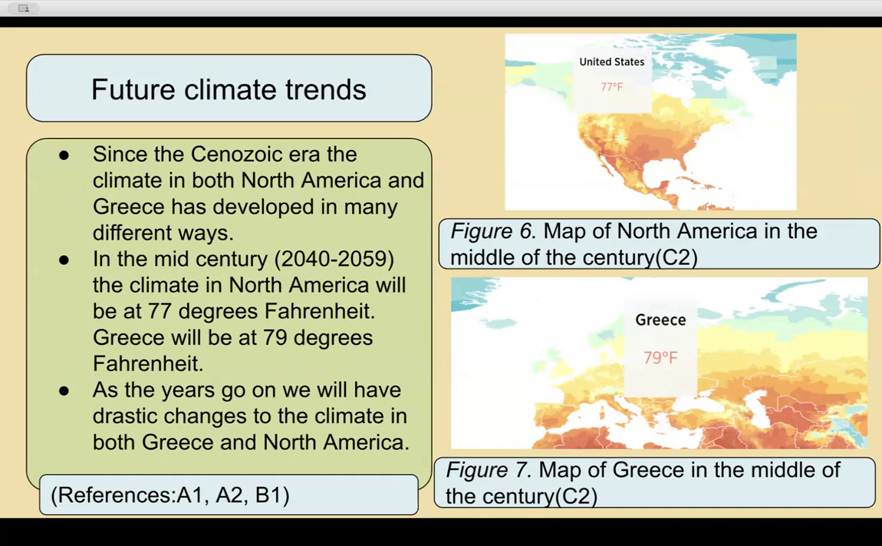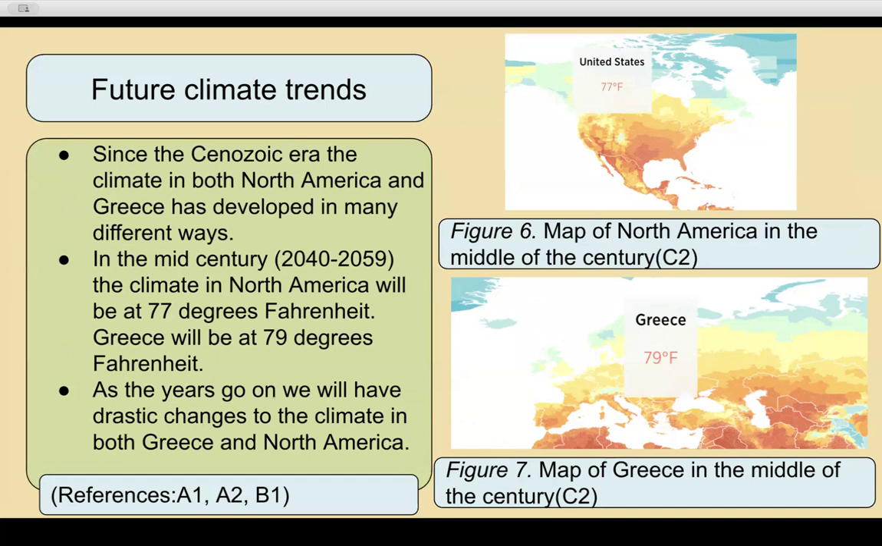As we can notice, our climate is changing every year. In North America, the climate is changing due to the variety of different states and countries in the continent. The climate in North America is drastically different to how it was during the Tertiary period.